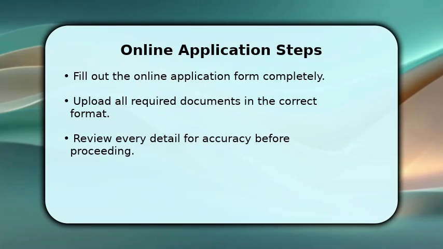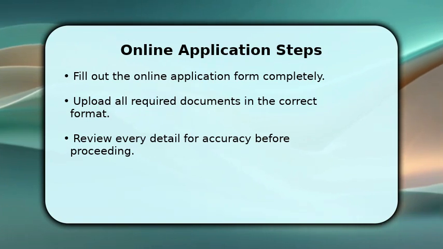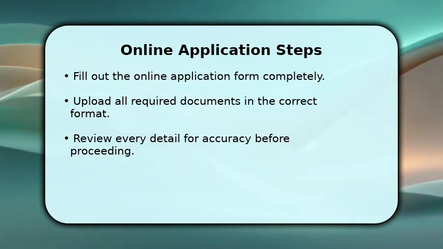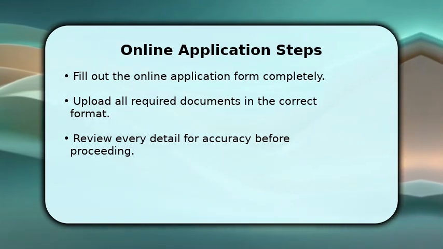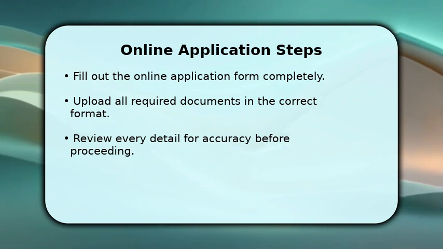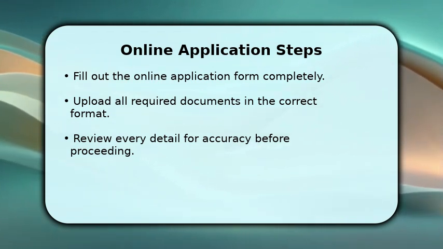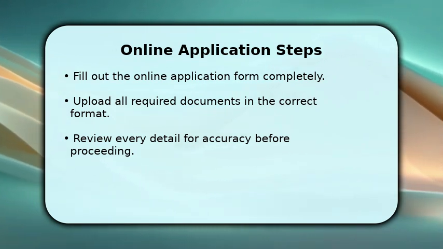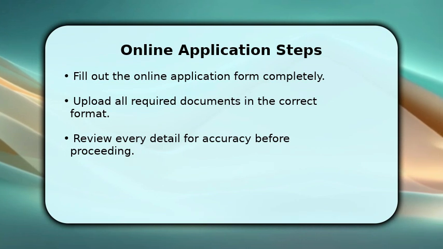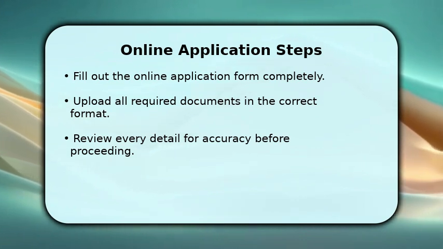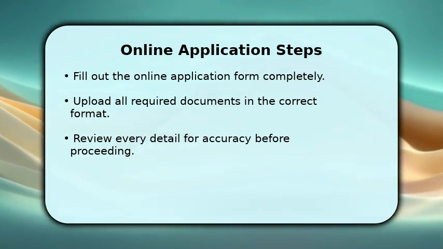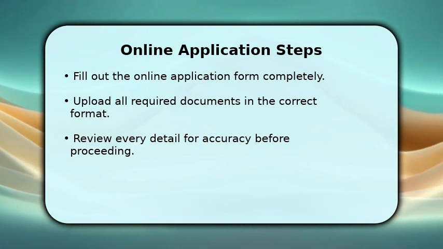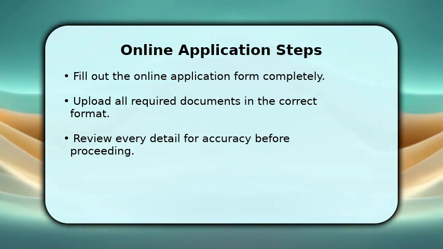Once you've found the correct section, carefully fill out the online application form. Ensure all fields are completed accurately to avoid delays. Next, upload your required documents, making sure they are in the specified file formats, like PDF or JPEG. Before submitting, take a moment to thoroughly review all the information you've entered. This step is crucial for a successful and quick processing of your request.